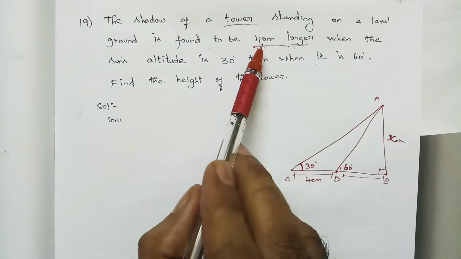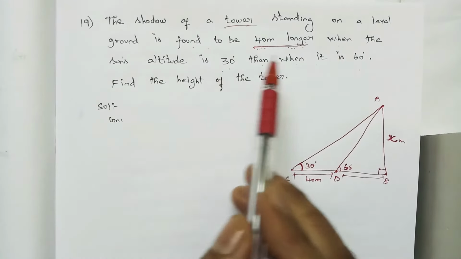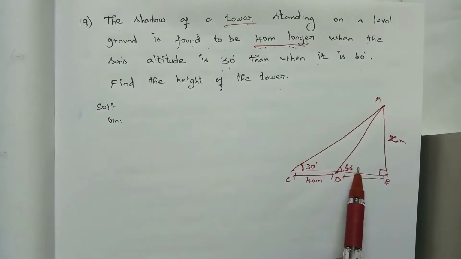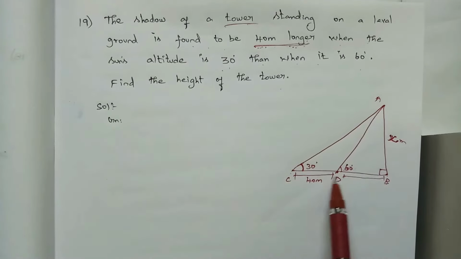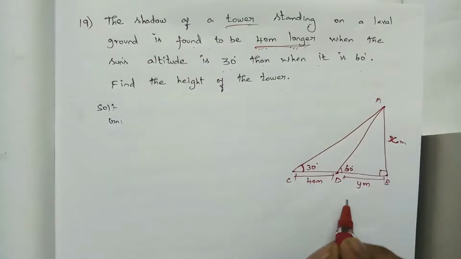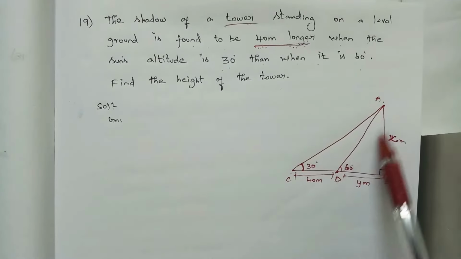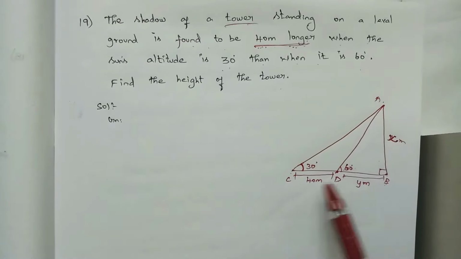But what they are saying is 40 meter longer when it goes from 60 degree to 30 degree. When it is 60 degrees, some measurement is there. When it is going for 30 degree, the shadow will be 40 meter longer. That means this CD alone is 40 meter, right? So now I am just taking BD as Y meter. Now we are having two right angle triangles. What are the two right angle triangles? ABD is one right angle triangle. The second right angle triangle is ABC, right?